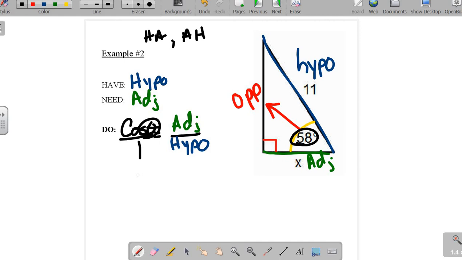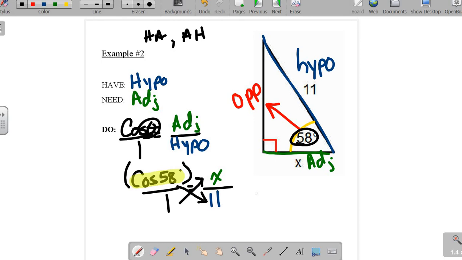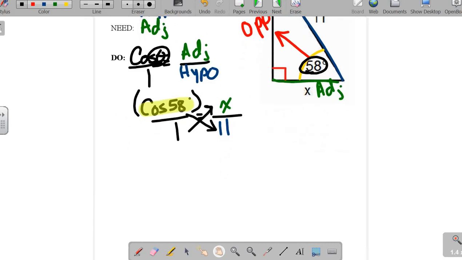Circle theta, theta. We get cosine 58 degrees. Put parentheses around that whole entity. This is not 58 degrees. It's cosine of 58. So that's a single entity. Equals adjacent, which is x, over the hypo, which is 11. Cross multiply. Next line. Cosine 58 degrees times 11 is going to equal x.